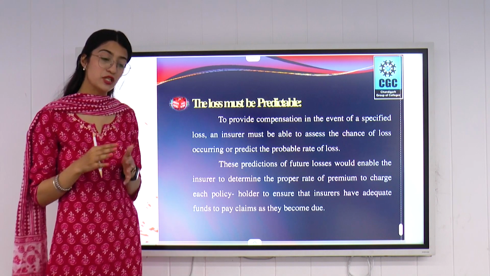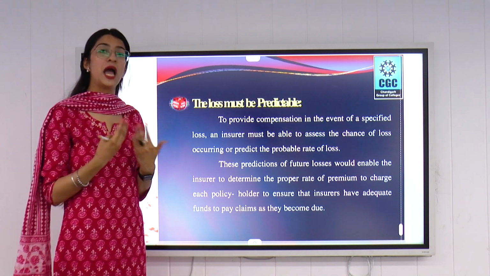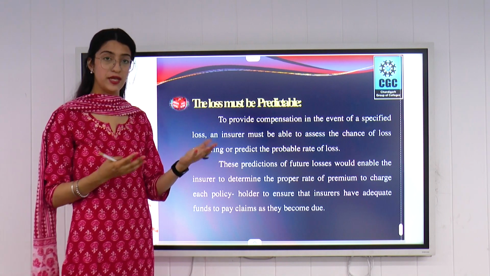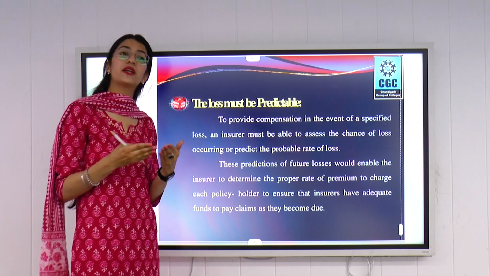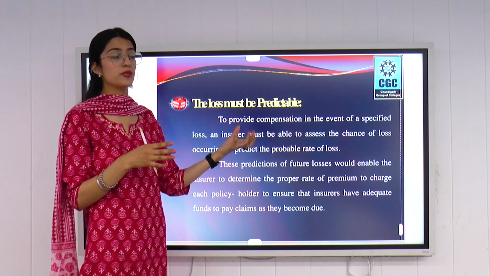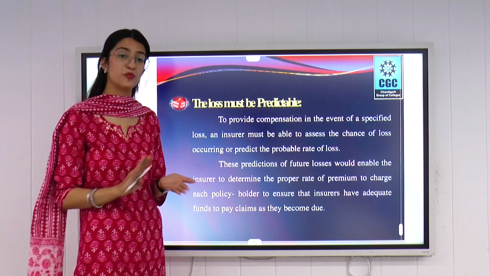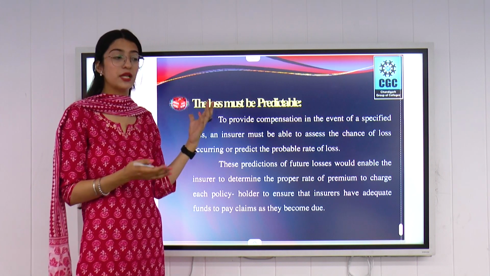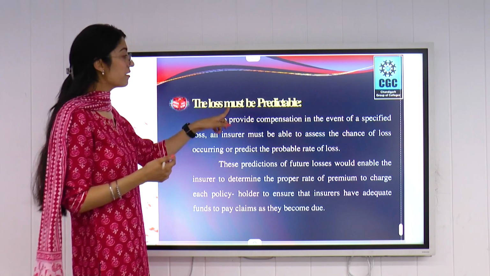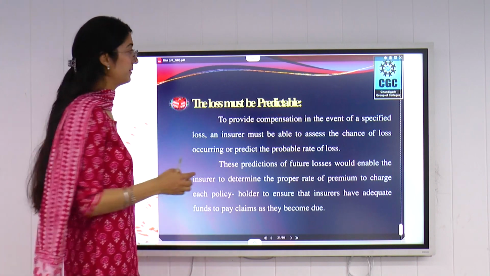If we are not able to know about things that may happen for the first time, like the coronavirus, where we were not aware that it was going to happen, then the company will not offer a policy for it, because we do not have any past information about how much loss could happen. Right? So the loss must be predictable.